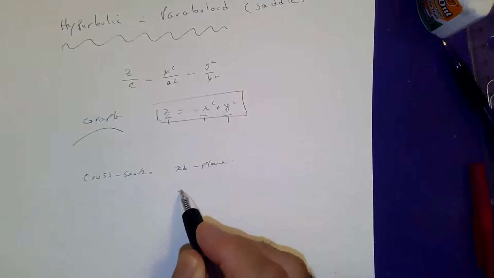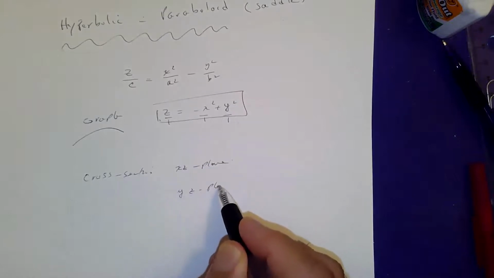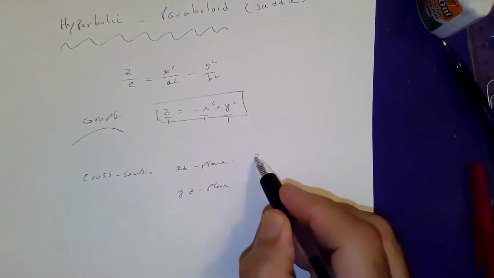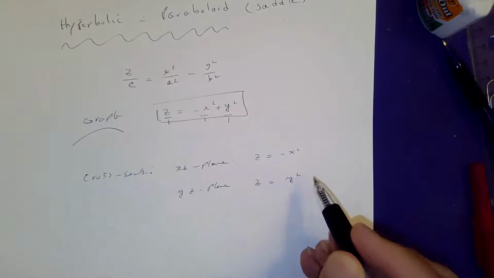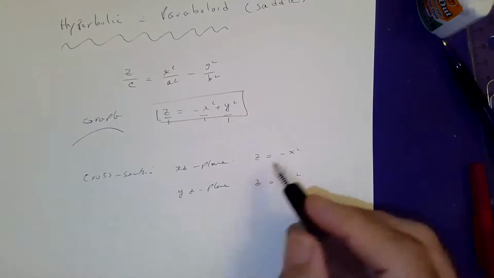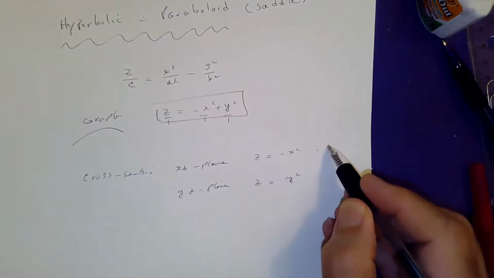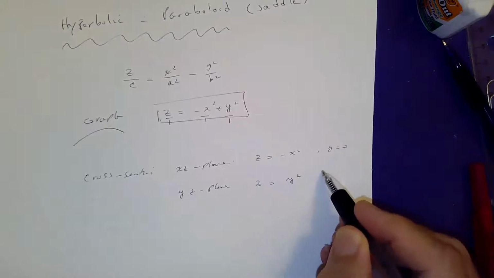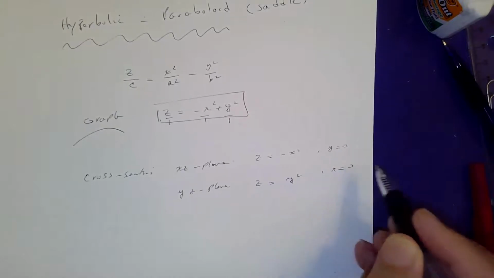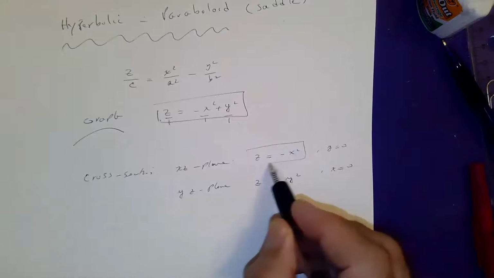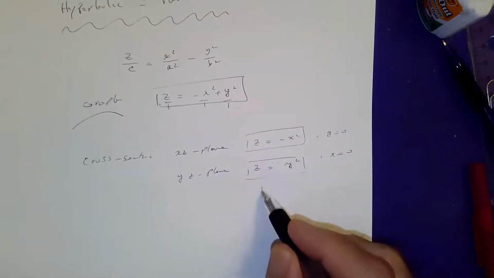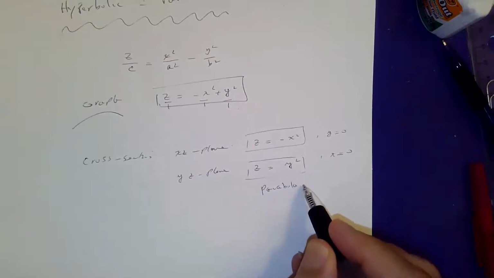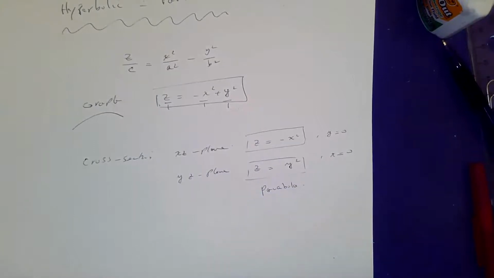On the XZ plane, YZ plane. Okay, here you get z is equal to minus x squared. Here you get z is equal to positive y squared. Remember, these are cross sections of the surface with the planes y equals 0 and x equals 0. And the graphs of the cross sections are parabolas, just like on the floor.